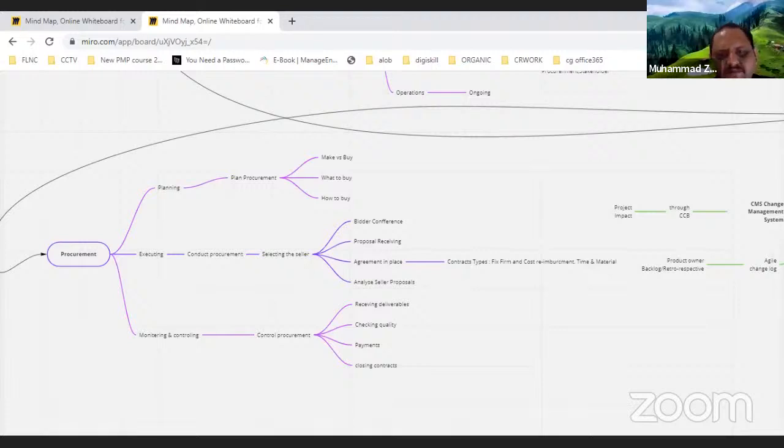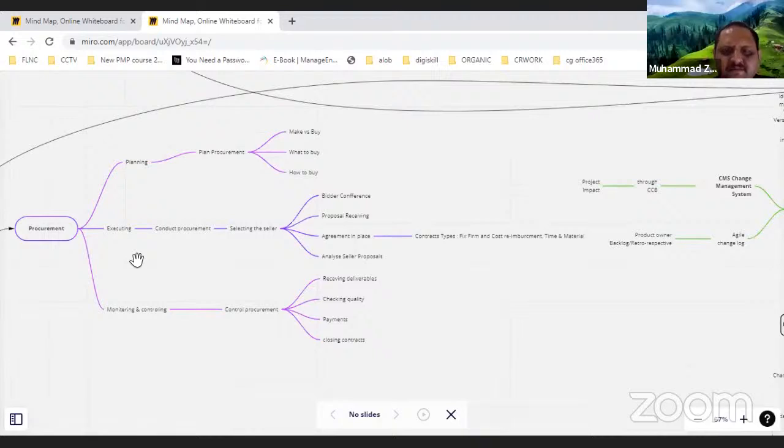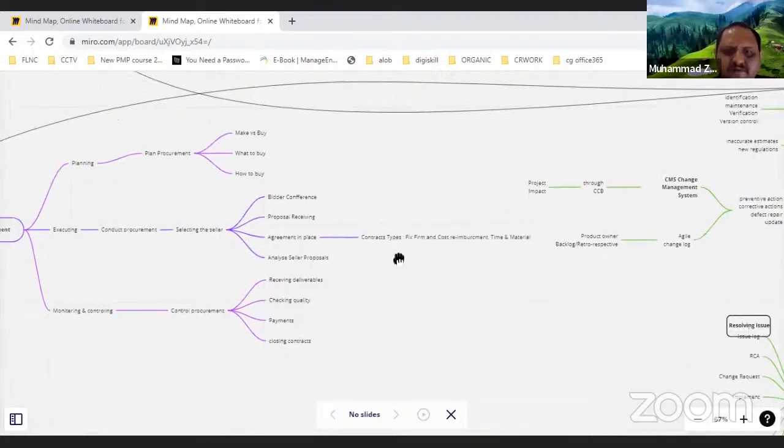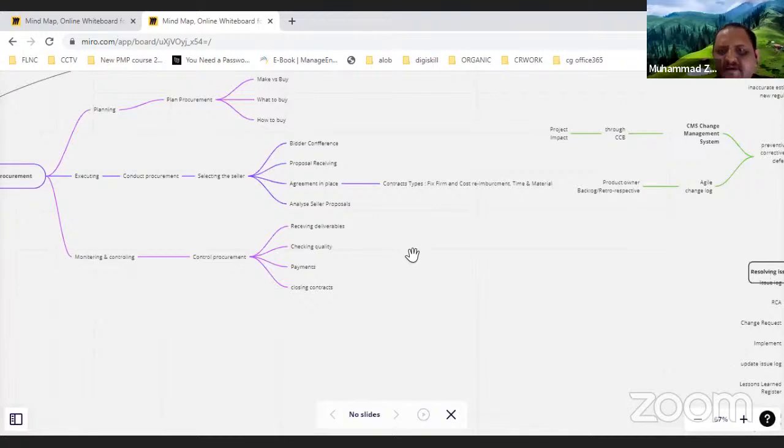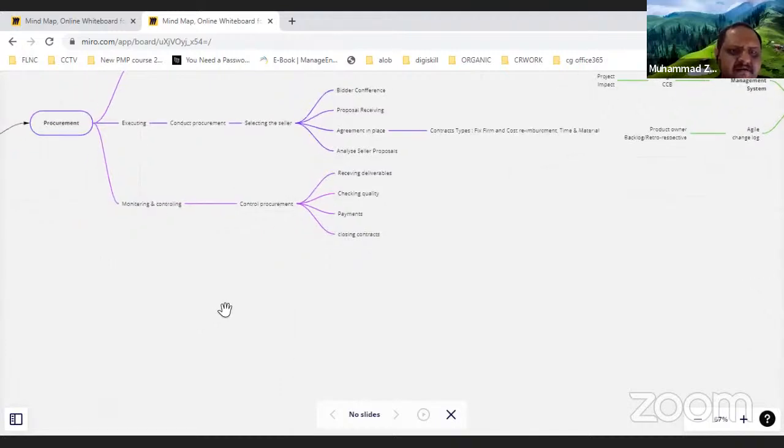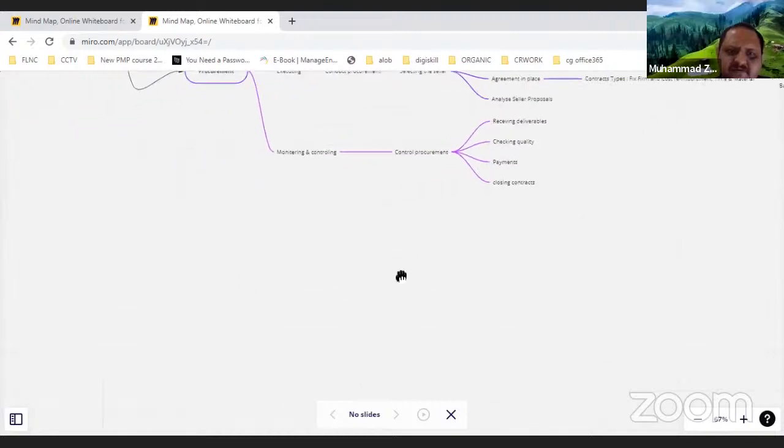And then we start receiving the proposals, and after analyzing the proposals, we reach some agreement with the seller, and then we sign some contract, that is fixed price, cost reimbursable contracts, and then we have time and material. From fixed to time and material, the risk increases. And then we have monitoring and controlling of procurement. Then we do control procurement, receiving deliverables, checking their quality. We do the payments, and once all the things are done, then we close the contracts.